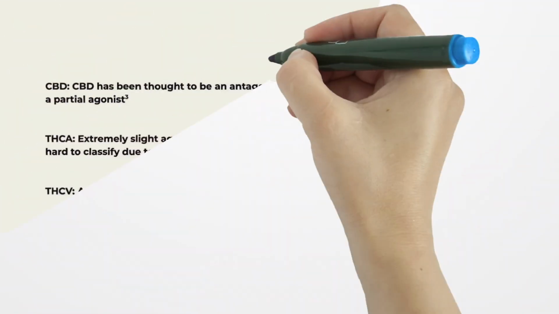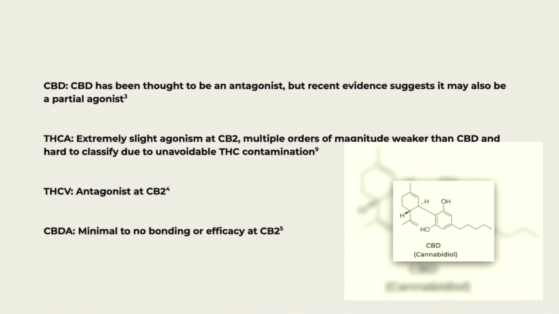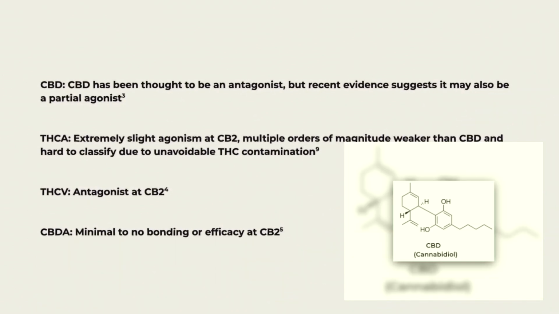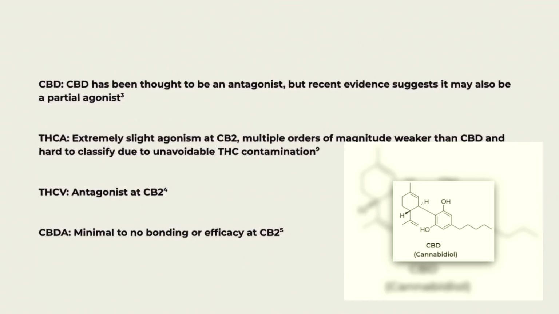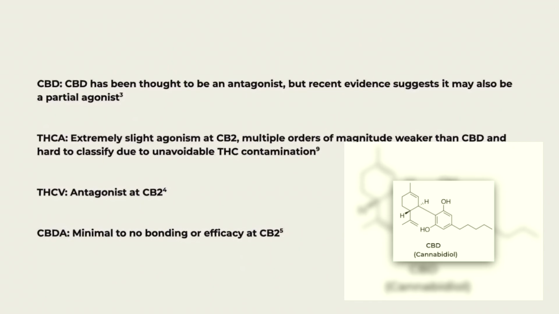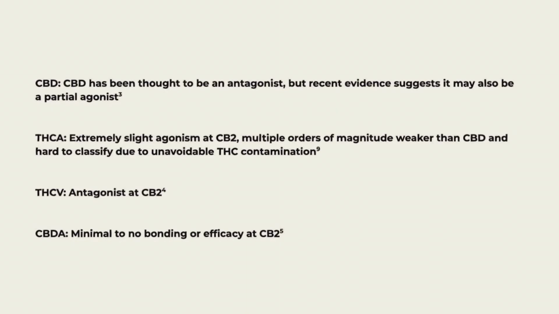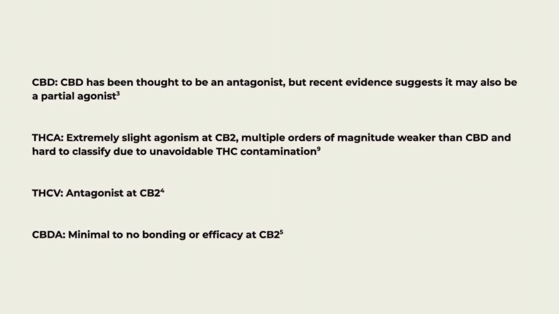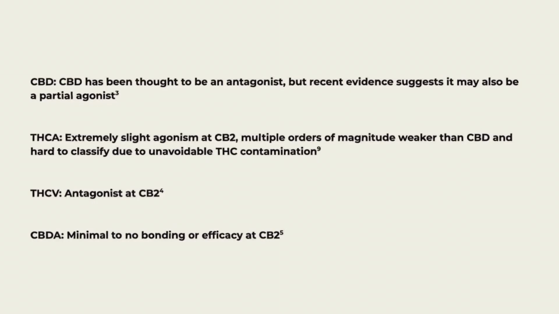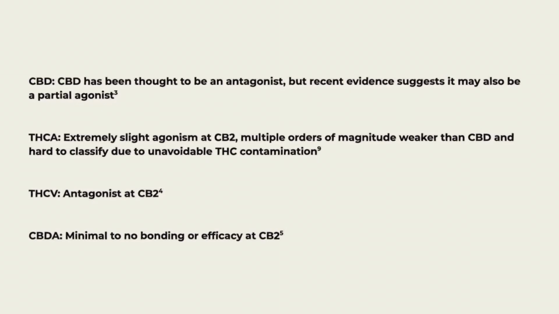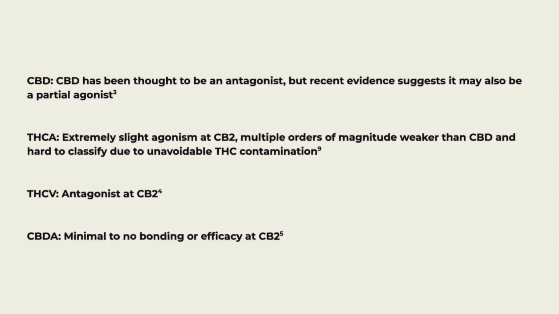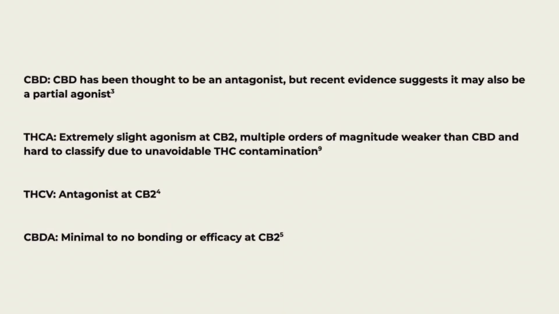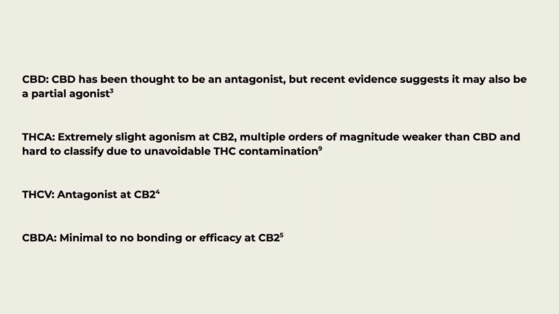Moving on to CBD, it has been thought to be an antagonist at the CB2 receptor. However, recent evidence suggests that it may also be a partial agonist at the CB2 receptor. Overall, it has been thought that CBD may exhibit its anti-inflammatory effect on the body by acting to inversely express CB2 receptors, which in turn inhibits immune cell migration and reduces clinical signs of inflammation.